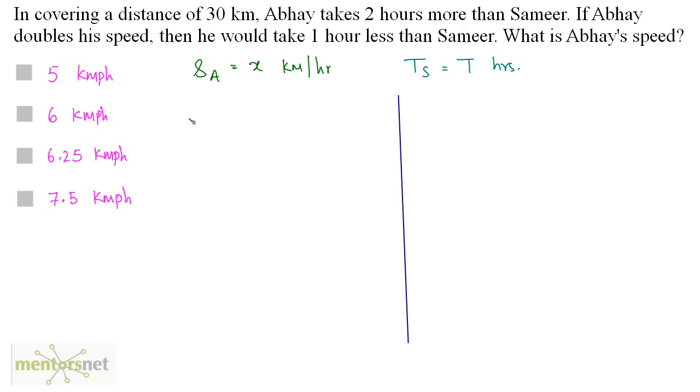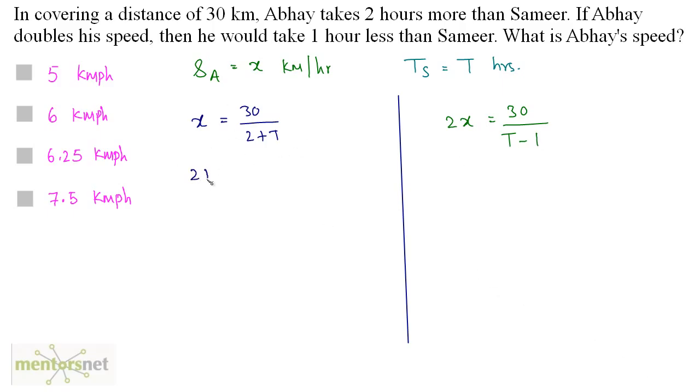So we know the formula for speed. Speed is equal to distance upon time. When the speed is x, the distance is 30. The time, Abhay takes 2 hours more than Samir, so 2 plus t. Now in another situation, Abhay doubles his speed and he takes 1 hour less than Samir. So Abhay doubles his speed, so the speed is 2x. It is equal to, the distance remains the same, so 30 by time. This time he takes 1 hour less than Samir. So Samir's time is t, so t minus 1.